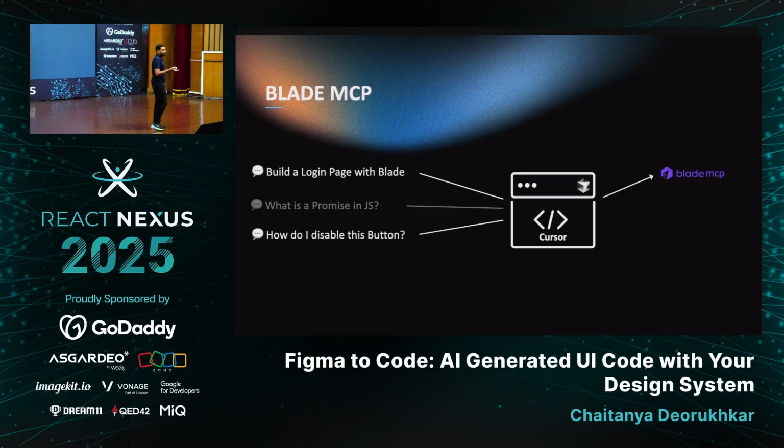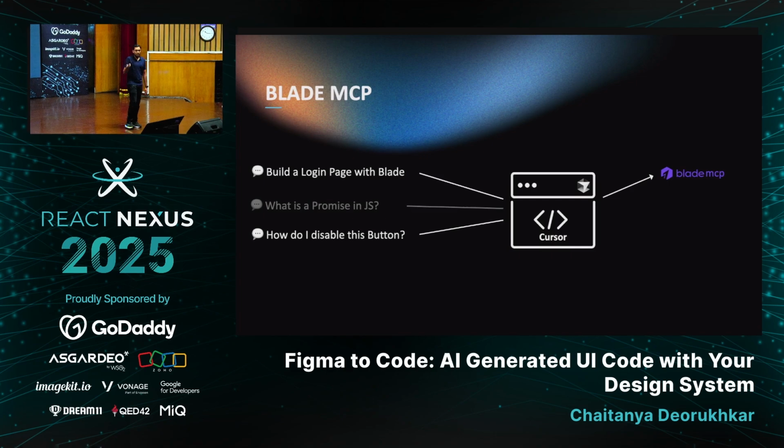If I ask Cursor how to disable a specific Blade button, it knows it needs to go back to Blade's MCP. If I give it our dream prompt to build with a Figma link, it knows again it needs to go to Blade's MCP to do this. And similarly, Cursor can connect to multiple MCP servers, not just Blade.